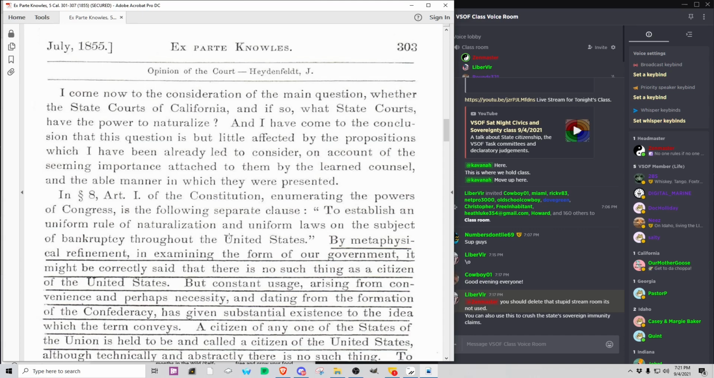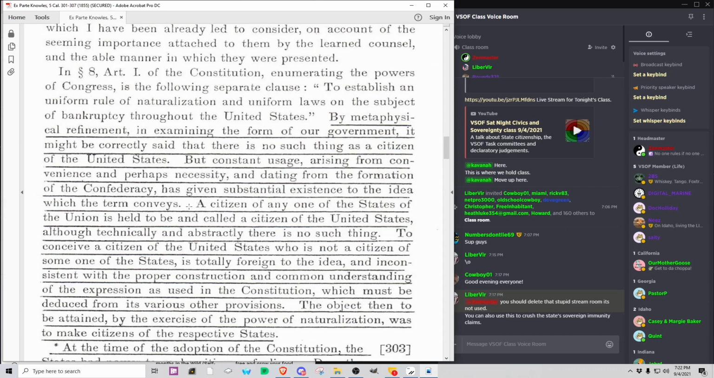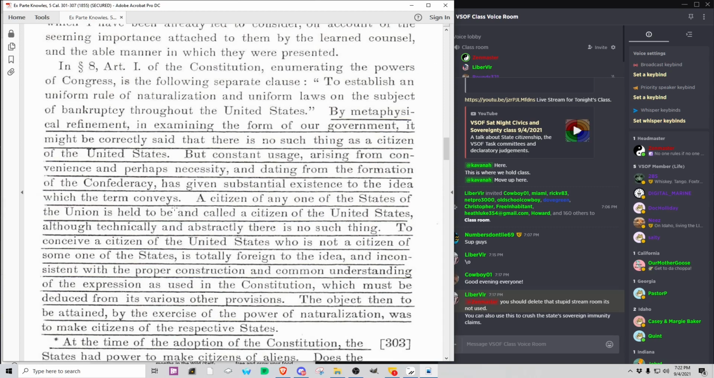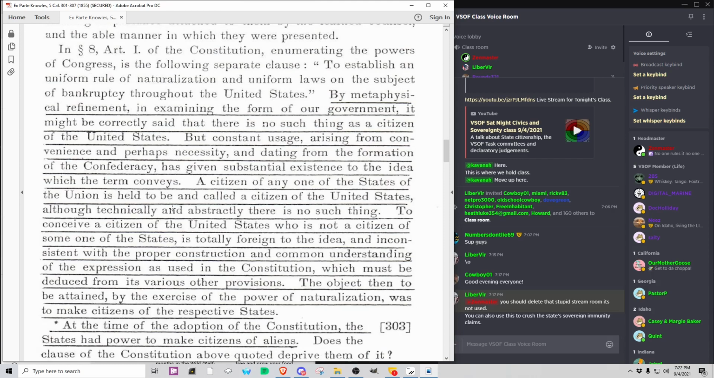Close quote. Now this is where it gets interesting. The metaphysical refinement in examining the form of our government, it might be correctly said that there is no such thing as a citizen of the United States. But constant usage arising from convenience and perhaps necessity and dating from the formation of the Confederacy has given substantial existence to the idea which the term conveys. But however, what they did after the Civil War, because remember, this is 1855 that we're reading this from.